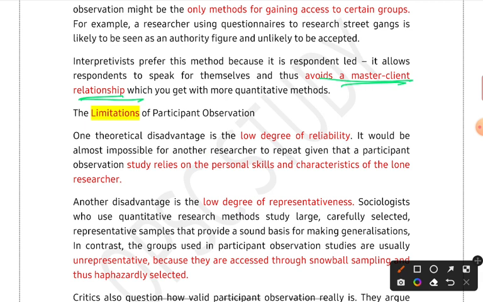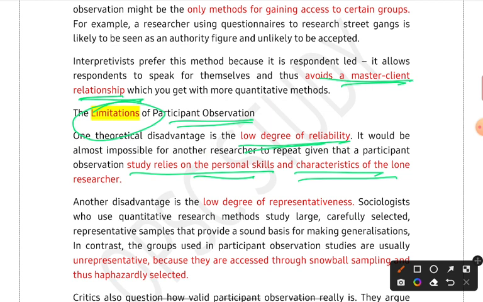Now what are the limitations of this? It has a low degree of reliability. Reliability means it is not necessary that whatever information I am getting this time, I will get similar information again when I come next after 5 years or after 10 years. So it has a low degree of reliability. The study relies on the personal skills and characteristics of the lone researcher.